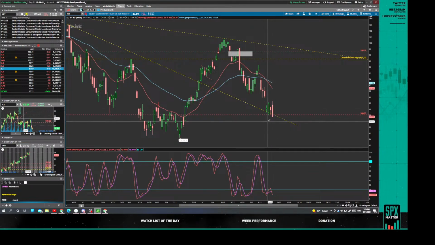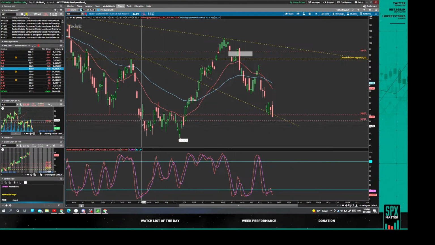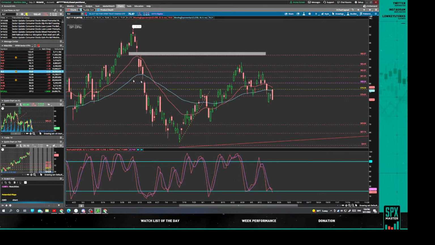Yeah, this looks like it's gonna. We got this room right here, and then it's got this room right here. It still got room to the downside up to this level. So yeah, more bearishness into the market.